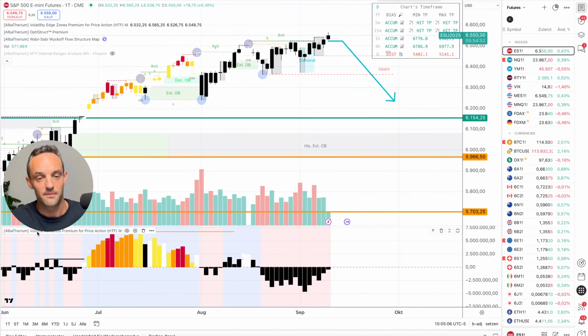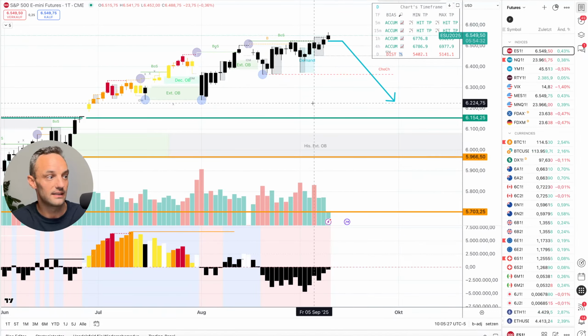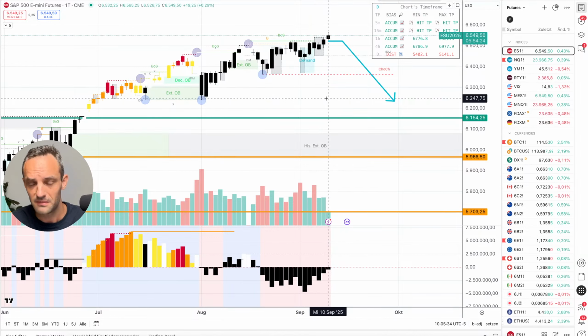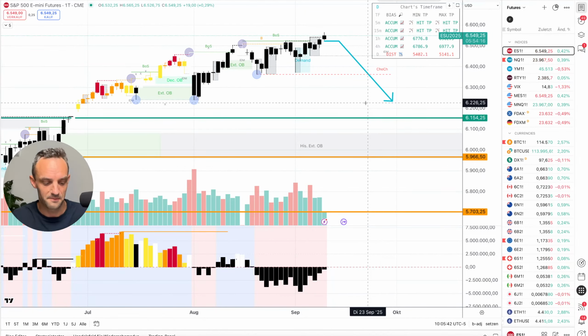As always, I use the current indicators: Volume Ventures Premium for price action here at the bottom, Volatility Zone Edge at the top, OptiStruct Premium, and the Wabi-Sabi Wyckoff Flow Structure map. These are my main indicators. If you don't see the same settings as I have on the S&P 500 daily chart, please watch the live stream from about two weeks ago, where I walked you through all the settings, so we don't need to spend time on this.